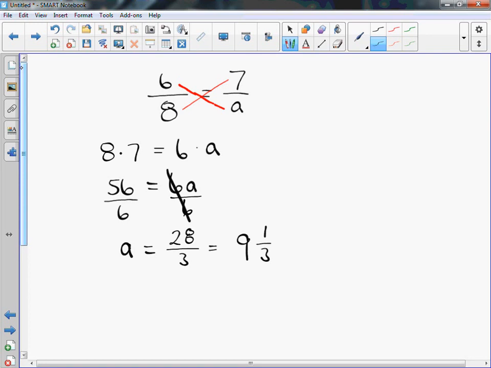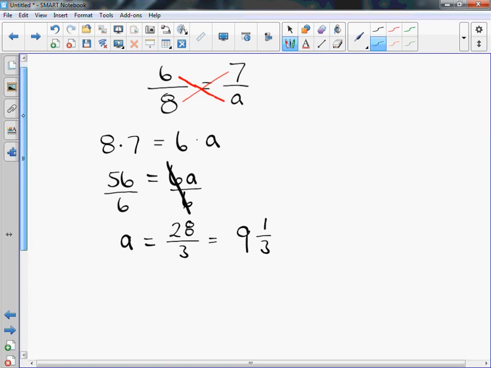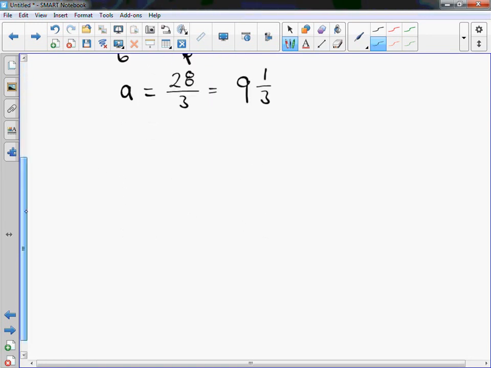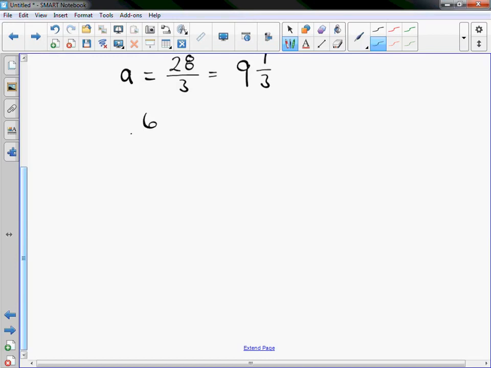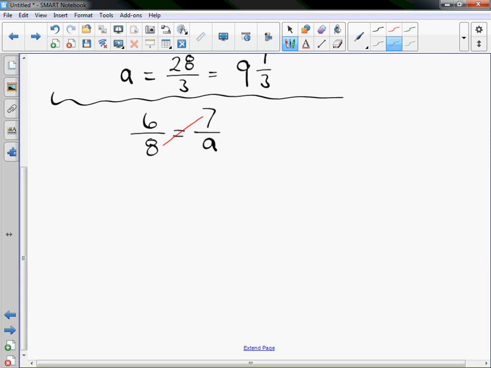Let me rewrite this down here. 6/8 equals 7/A. Let's solve this using, okay, that was cross multiplying. Now let's cross multiply dividing. Since our variable's in this corner, we're going to cross multiply diagonally across it, and then we're going to divide by the number that's left.